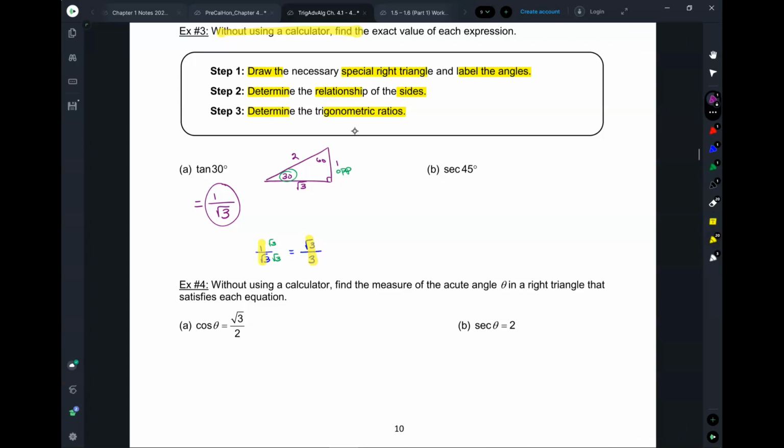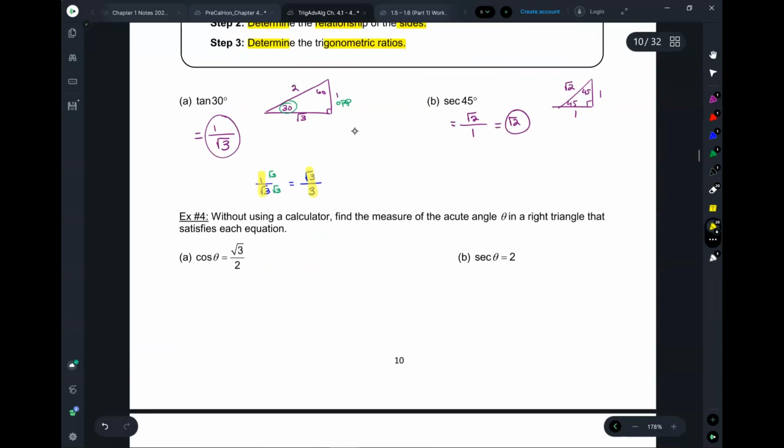Okay, so next, we need to find secant of 45. Since it's a 45-degree angle, I need a 45, 45, 90 triangle. I label one leg 1. The other leg has to be the same. And the hypotenuse is 1 times root 2, so it's root 2. Now, secant of 45 is the hypotenuse over the adjacent, so that's just root 2. Okay, next.